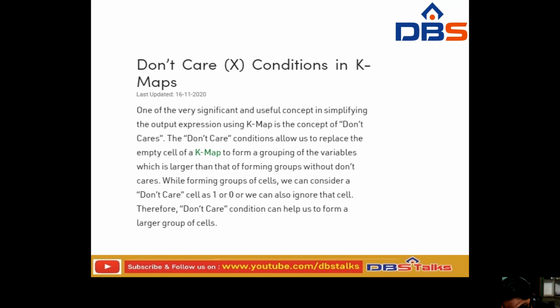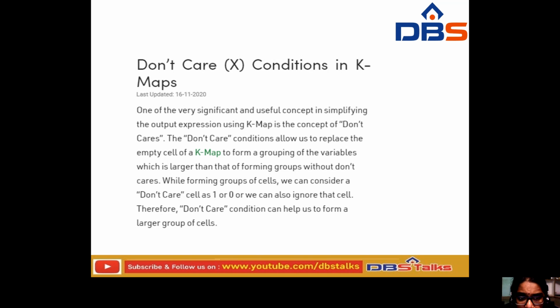We replace them to form groups that are larger than the groups formed without don't cares. Without don't cares, we don't know which group is the larger one, and we don't know how to group the cells. And while forming a group of cells, we can treat a don't care as either 1 or 0, and we are not forced to ignore it. A don't care condition can help us to form a large group of cells.